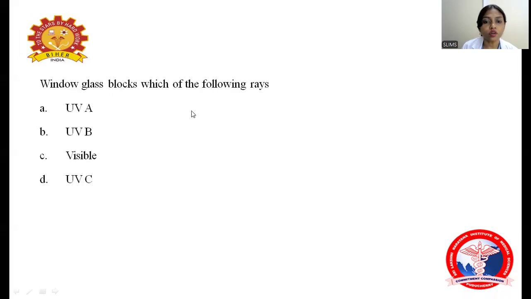Window glass blocks all of the following rays except which of the following rays? It blocks UVC. It does not block UVA or UVB or visible light. It blocks only UVC, which is carcinogenic.